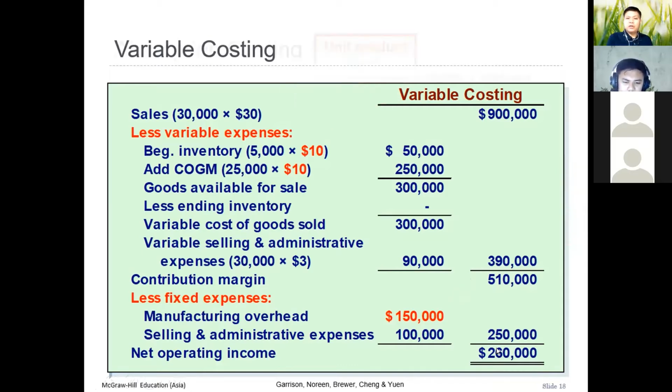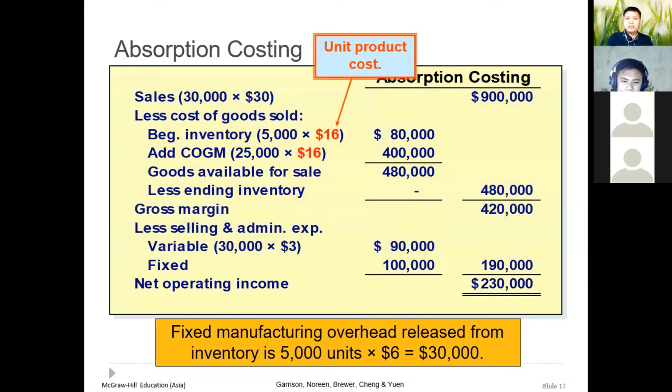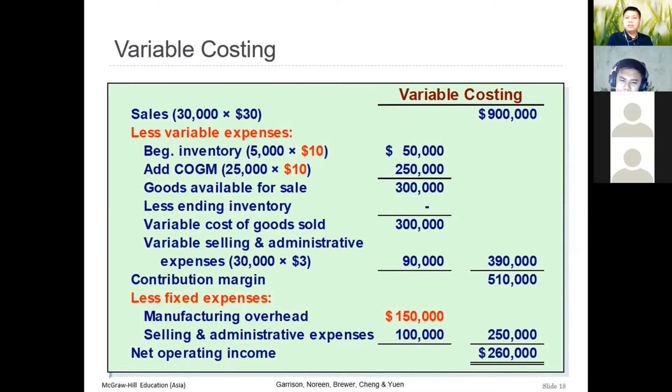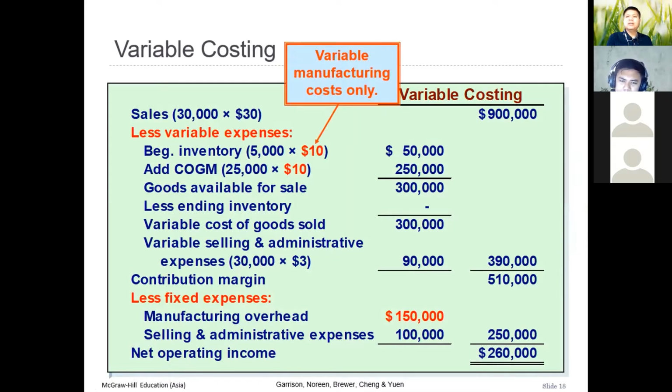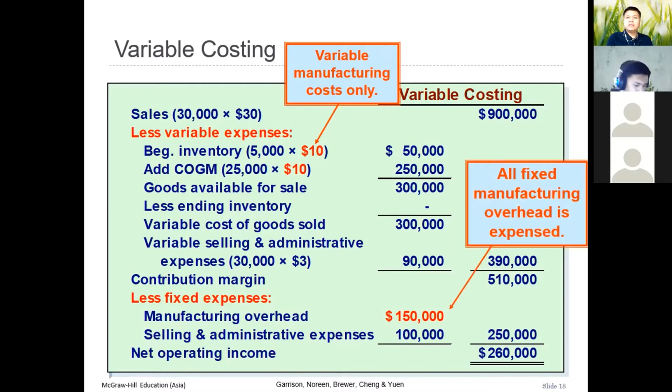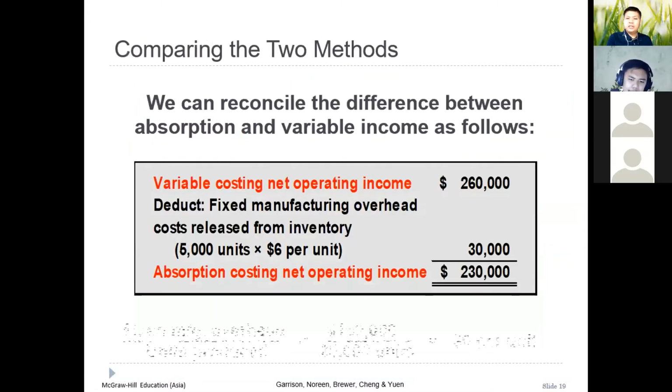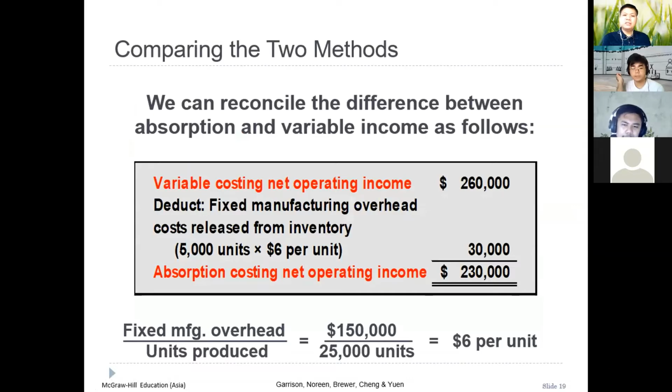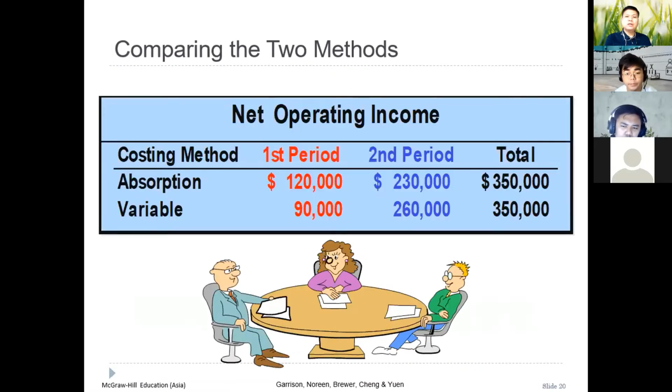Is there a difference? Under absorption, your net income is 230. Under variable, your net income is 260,000. How much is the difference? The difference is 30,000. Where is the difference? It is in the beginning inventory, which is 30,000. Okay, that's a comparison of the two approaches.